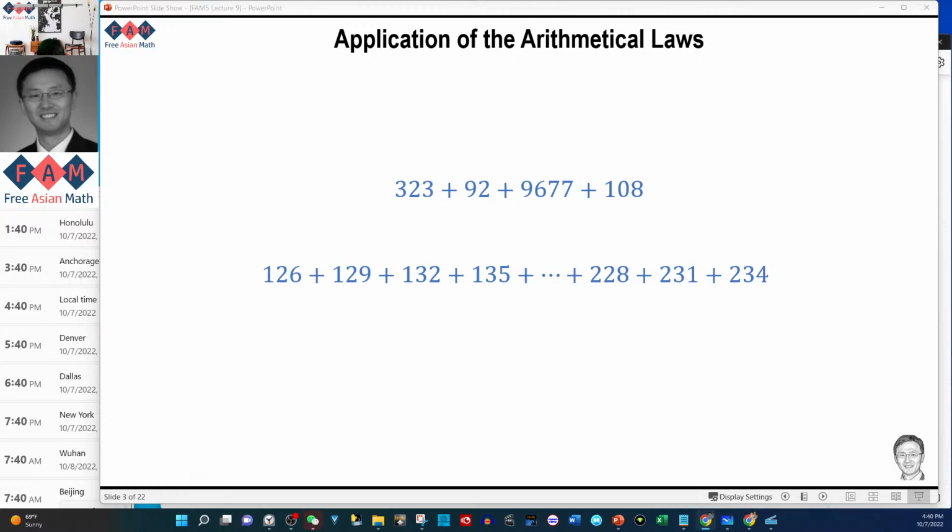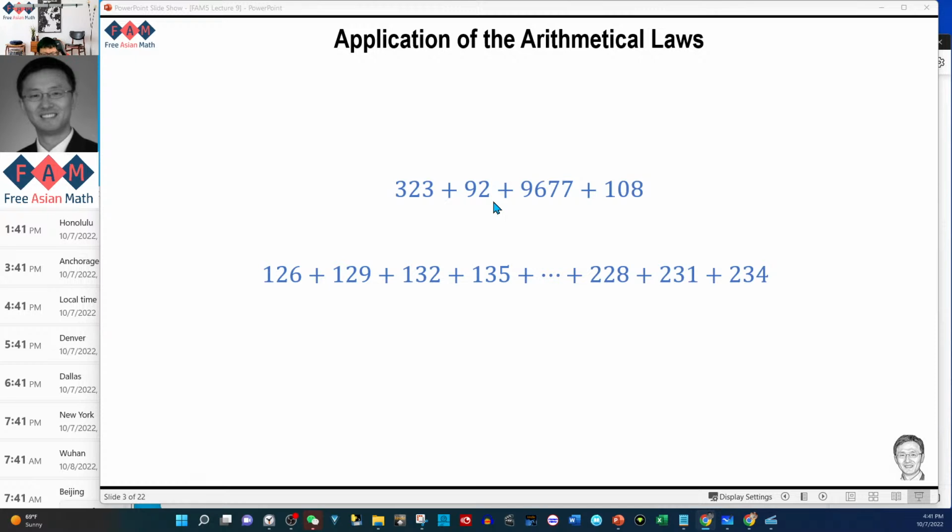So let's move on. Kind of just perfectly matching each other, patch it up. So the total would be 10,000. On the other hand, if we combine the second and the fourth number, 92 plus 108, that would give us 200. So both numbers are fairly nice. 10,000, then 200. That's the final result.